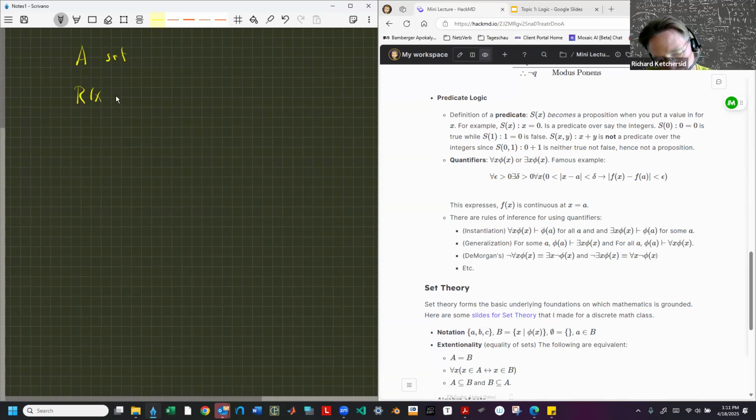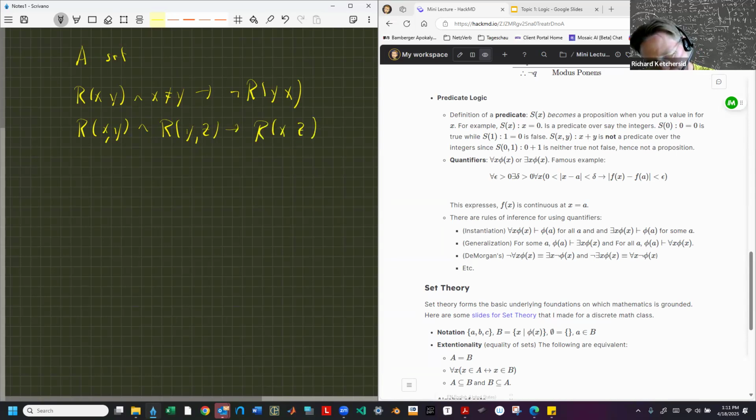R x y and x not equal to y implies not R y x. And it's going to say R x y and R y z implies R x z. This is a good example because I'm doing something else that I need to say something about. This is like transitivity: you see x y, y z, x z.